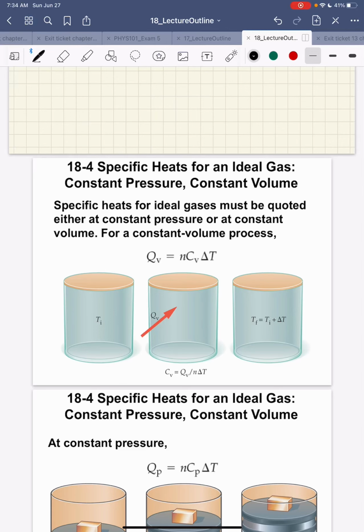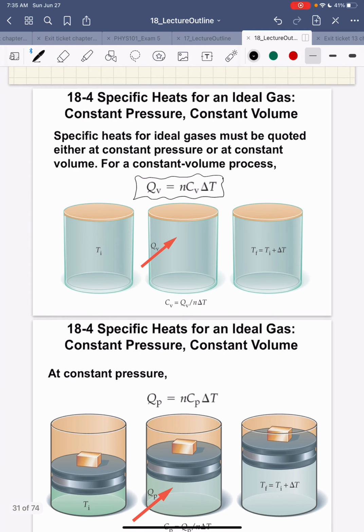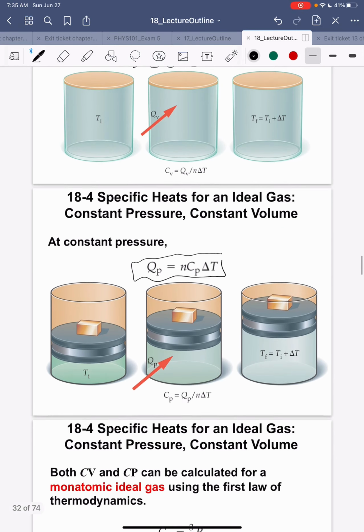When we are going to talk about specific heats for ideal gases, we need to specify whether it is at constant pressure or at constant volume. For the constant volume process, where the volume stays the same, Q, the heat, should be n, the number of moles, times CV times delta T. At constant pressure, we have QP equals n CP delta T.